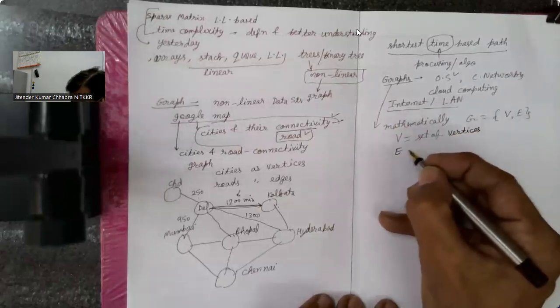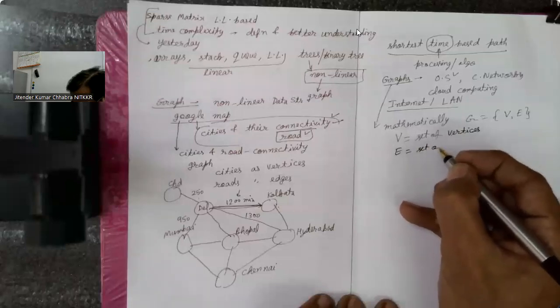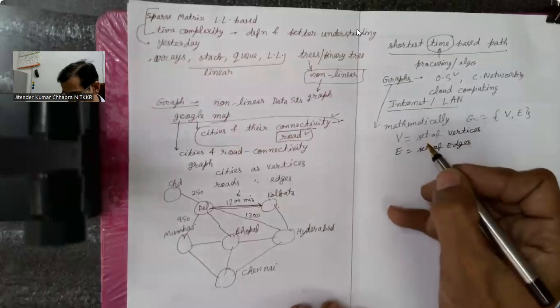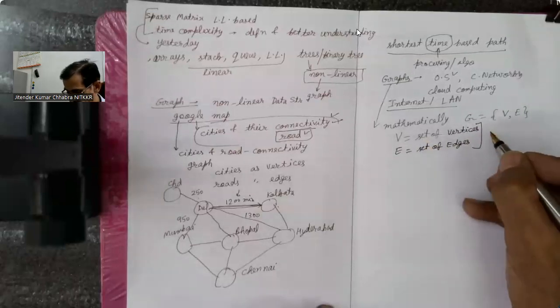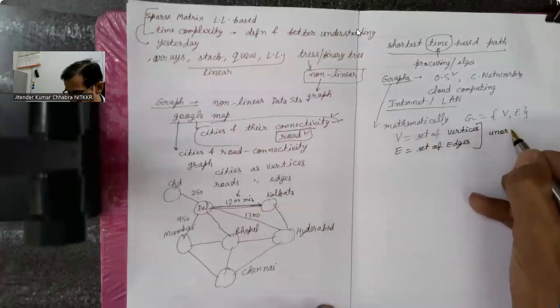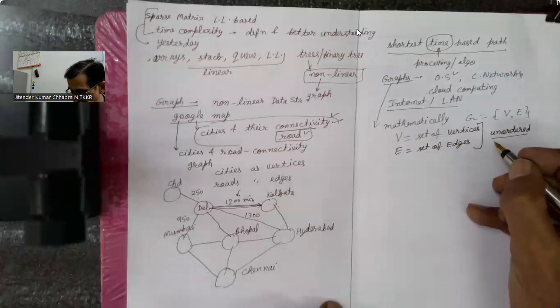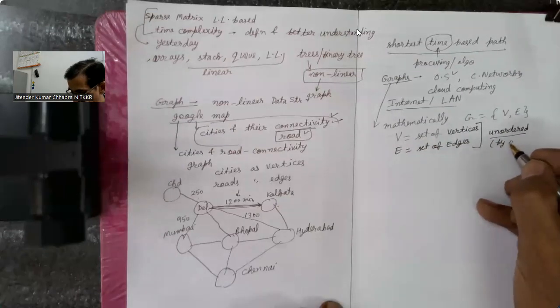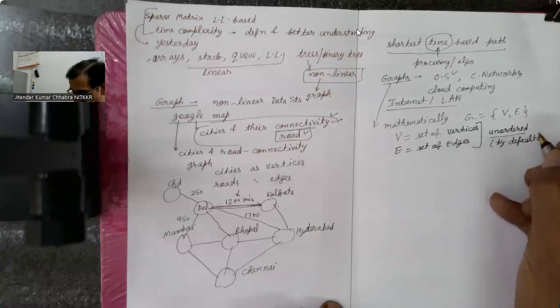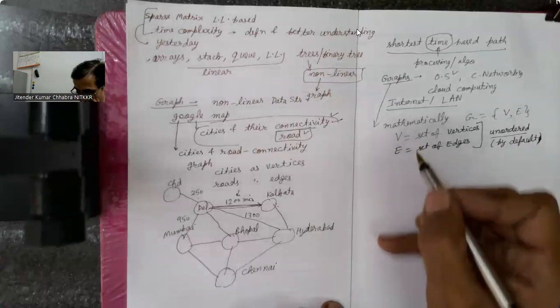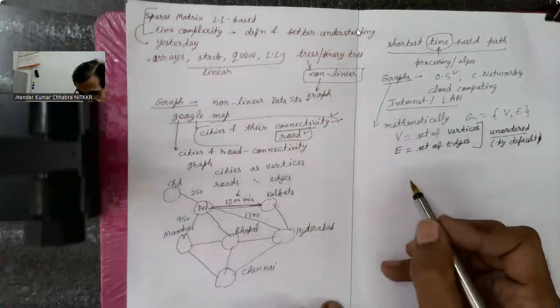And E we call as set of edges. Mathematically, these are considered to be unordered. It doesn't matter in what order they are stored, no sorting is required. By default, they are unordered. But for certain applications, if I want, I could arrange them in a specific ordering also. But mathematically, they are unordered.